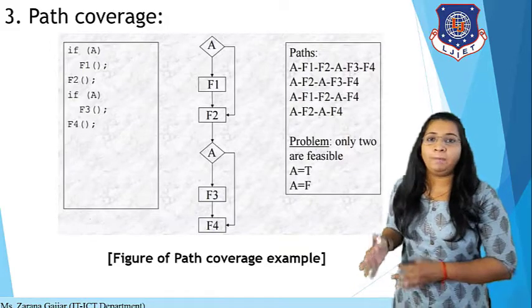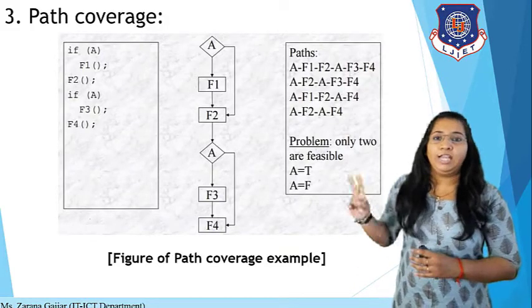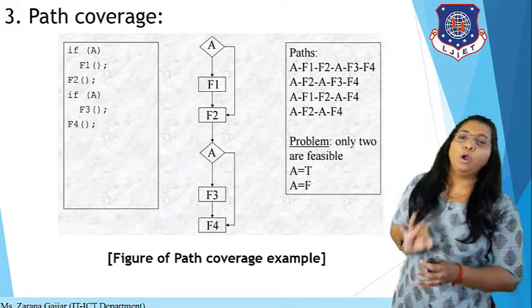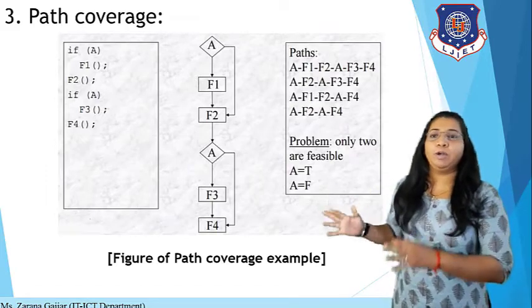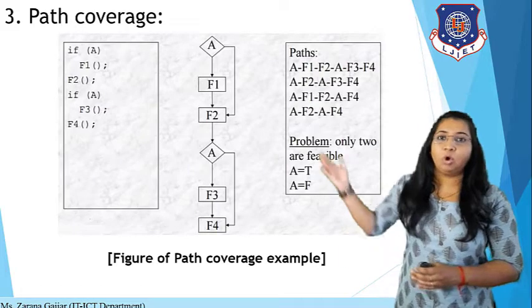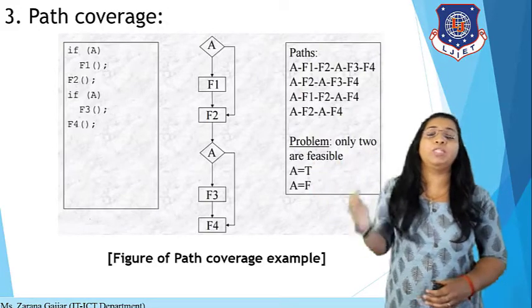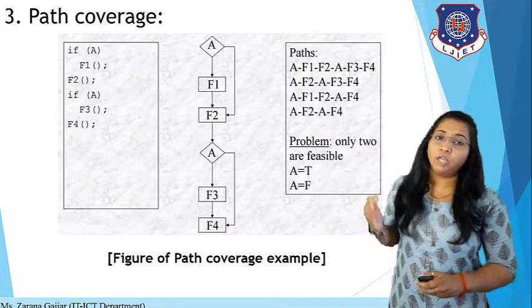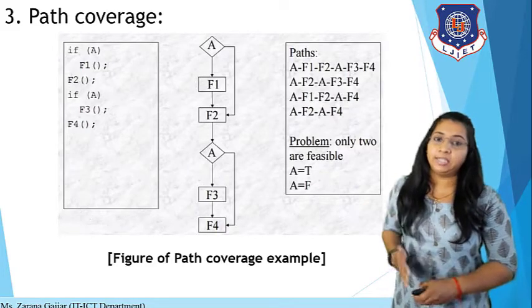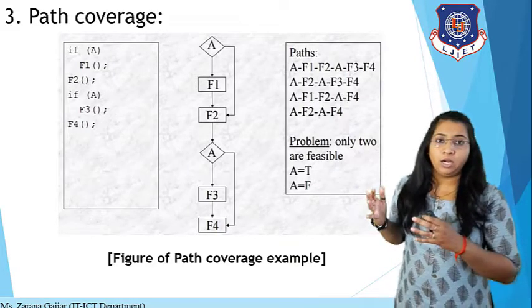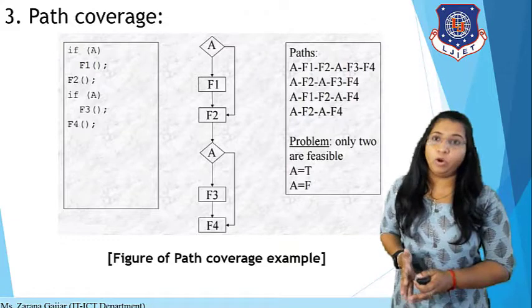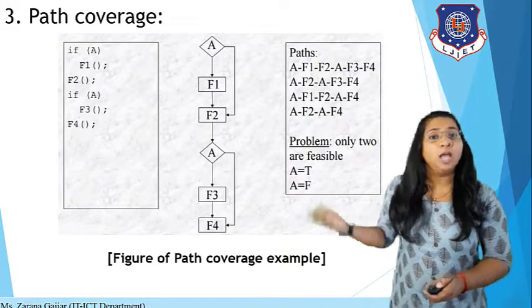Here only two outcomes are feasible, a equal to true and a equal to false. So this is the example of path coverage. All the paths are measured here. In path coverage, all the possible paths are covered for testing, so all paths are tested when checking a software product. So this is all about path coverage.